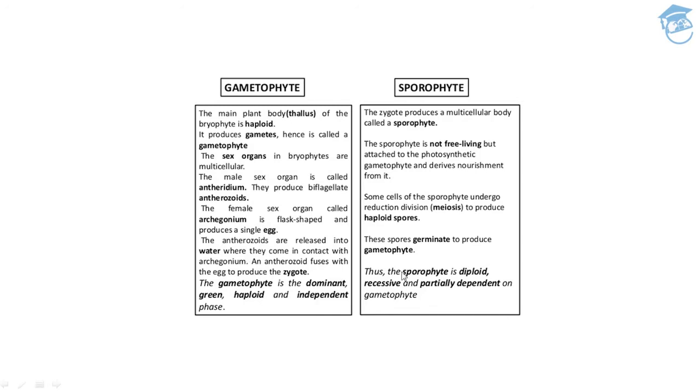The sporophyte is diploid, recessive, and partially dependent on the gametophyte. This gametophyte is the independent phase, it is haploid, dominant and green, whereas the sporophyte is diploid, recessive, and partially dependent on the gametophyte. So it is just opposite to the gametophyte.